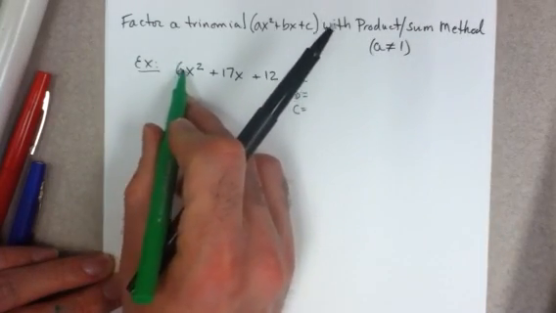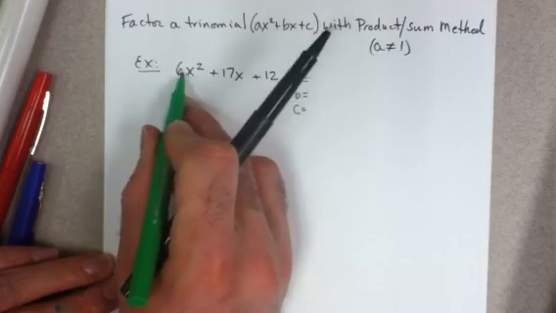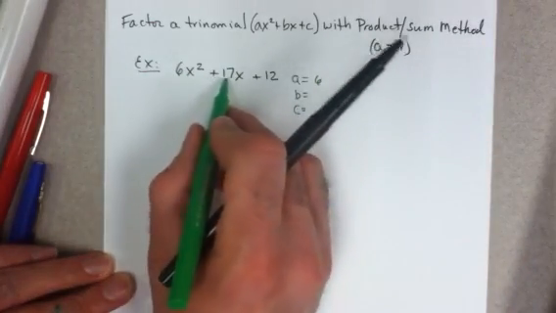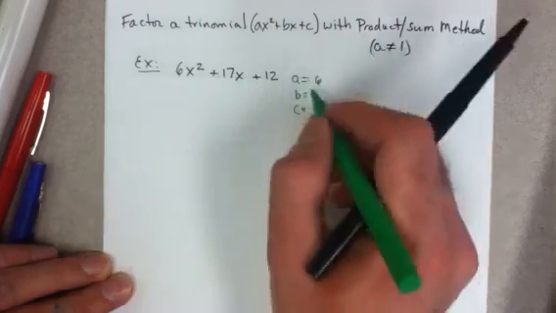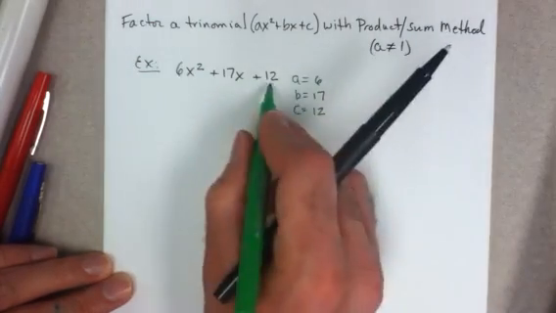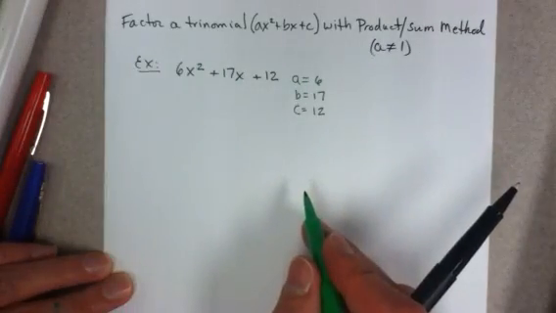A is the coefficient of the x squared, or the squared variable, whatever the letter is. In this case, that'd be 6. B is the coefficient of the plain or single x variable, in this case 17. And C would be 12, the constant on the end.